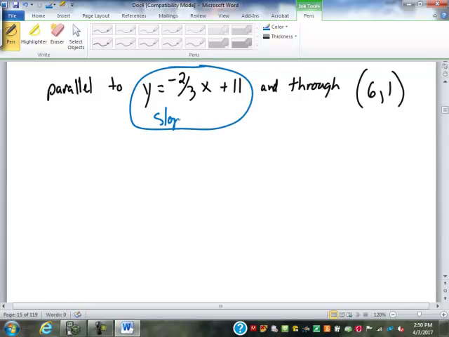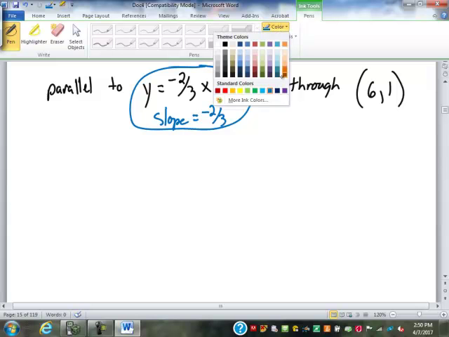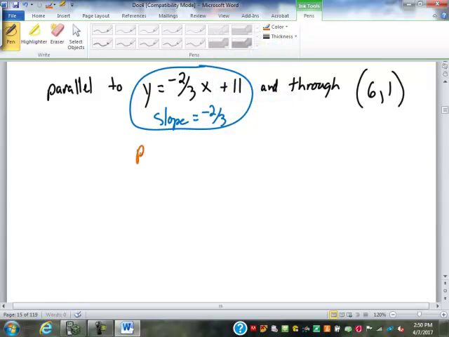Okay, the slope of this original equation is -2/3. Now we're asked for the parallel. So what does that tell us about the slope of the parallel? Careful. It's parallel. Same thing. Very good. -2/3.